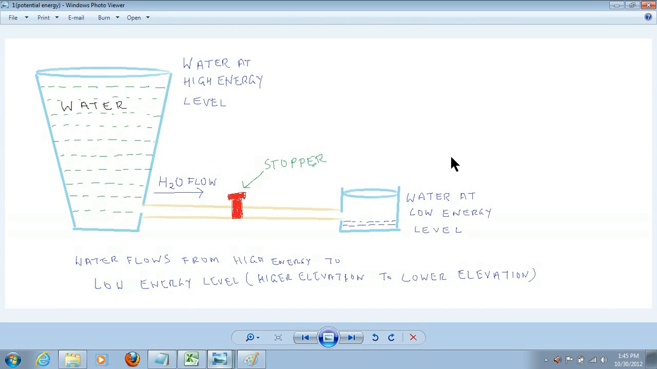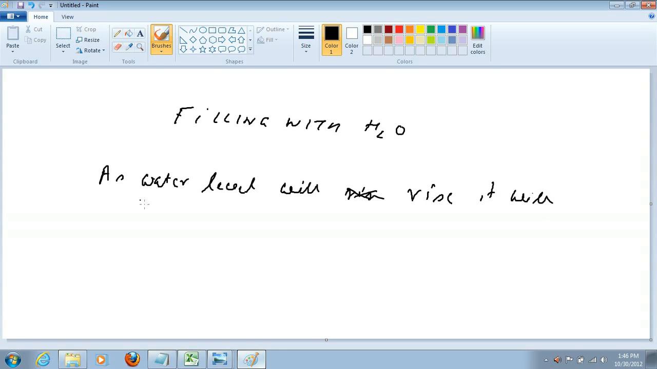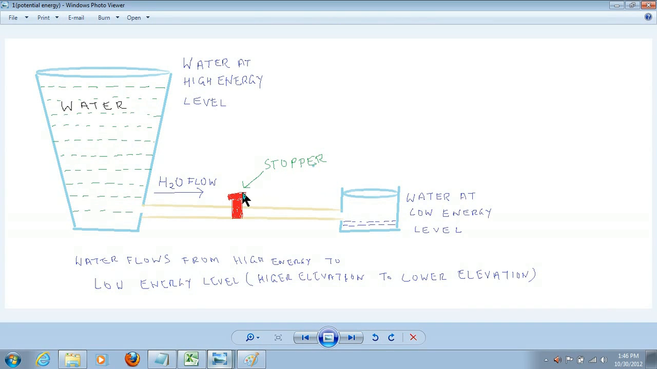If we keep on filling the left side bucket with water, the water level in the left hand side bucket will rise. It will gain a lot of extra potential energy, because we are doing some work to move water into this bucket, and that work will be stored in the form of potential energy. So as the water level rises, it gains potential energy. This much we already know. It has nothing to do with electricity, but conceptually it is very similar to potential energy.